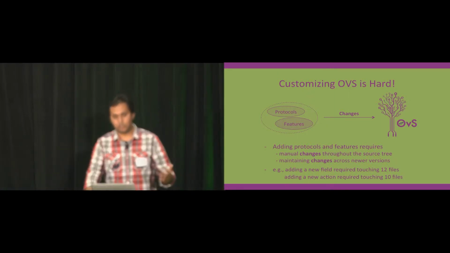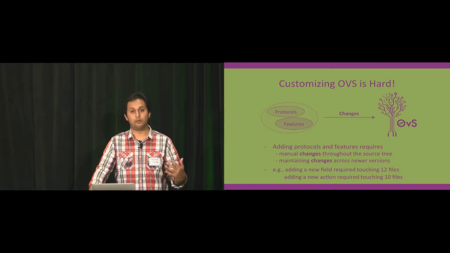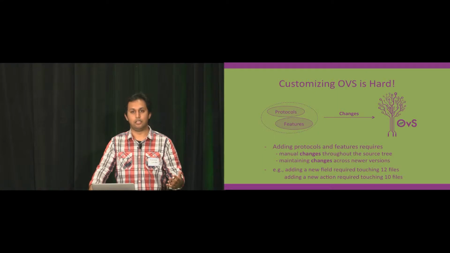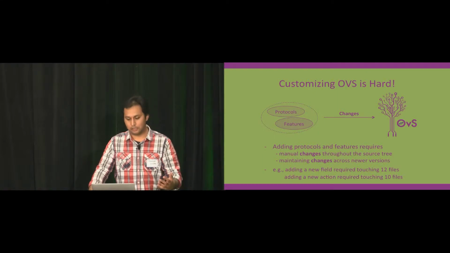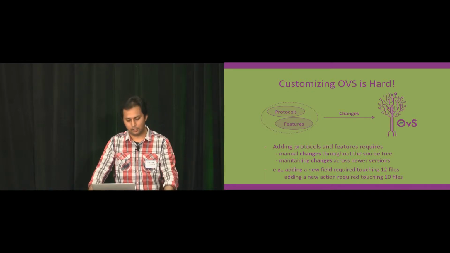For example, in our experience, adding a new field required us to touch 12 different files in the OVS source tree. And similarly, adding a new action, we ended up changing 10 different locations in the source tree, with multiple locations within a single file.